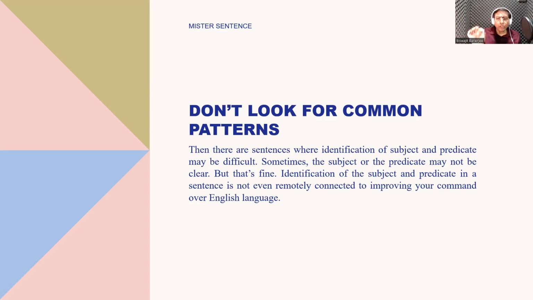All right. So sometimes the subject or the predicate may not be clear, but that's fine. Identification of the subject and predicate in a sentence is not even remotely connected to improving your command over the English language. If you don't understand subject or predicate or other aspects of grammar, it is not going to impact your spoken English skills. Rest assured, right? Spoken English skills will not derive from your conscious understanding of English grammar. I hope you are understanding what I'm trying to tell you.